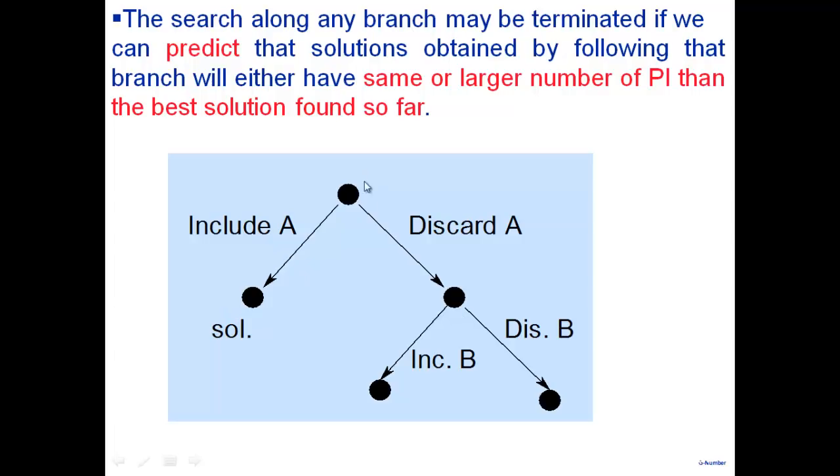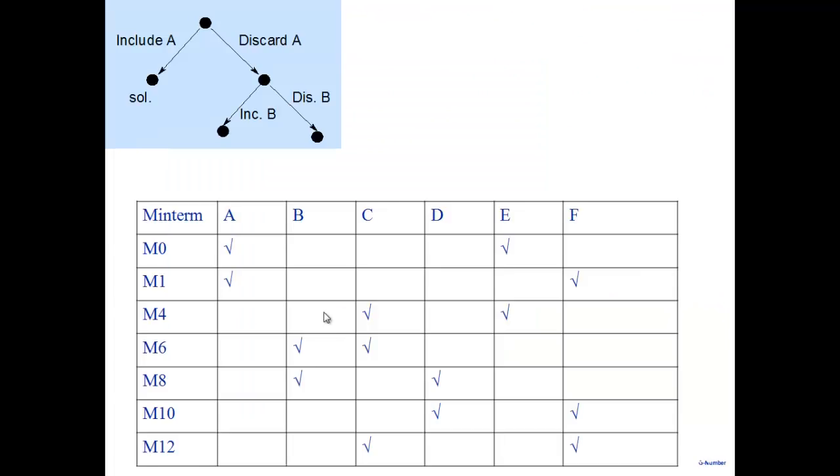So the idea is, let's discard A. At this stage, we don't solve it. We just try to predict how many prime implicants our final solution is going to have, at least at minimum. We can't say the exact number, but maybe we can say this is the minimum that my solution will have. How do we say that? Let's say this was our table here, and we discard A. But remember, when we discard A, we don't discard M0 and M1.